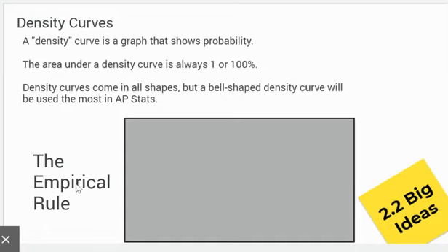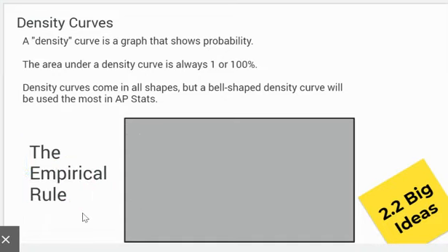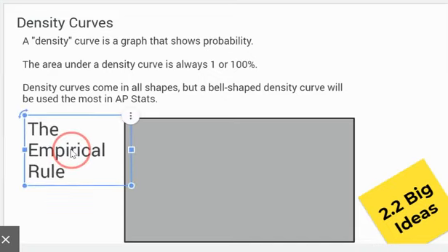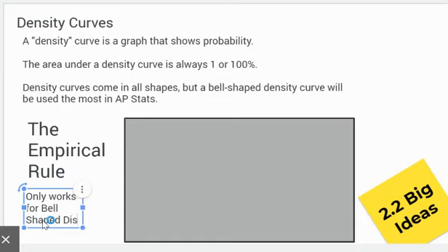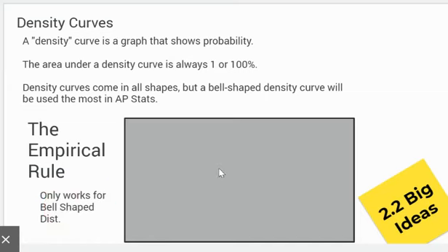The next big idea is the empirical rule. And with the empirical rule, I don't have it on here, but I would write that the empirical rule only works for bell-shaped distributions. In fact, let's go ahead and type this in. Only works for bell-shaped distributions. Okay, anything other than a bell-shaped distribution, you should not be applying the empirical rule.